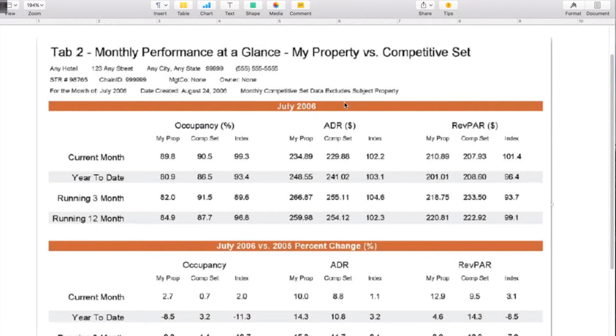I'll go through some of the sections of this report. Occupancy is rooms sold divided by rooms available. ADR, or average daily rate, is the rooms revenue divided by rooms sold. And lastly, RevPAR is the rooms revenue divided by rooms available. Keeping in mind, it has to be the total inventory, not rooms occupied.